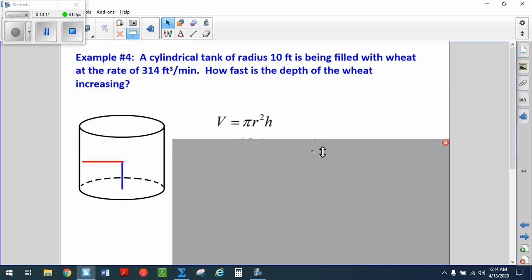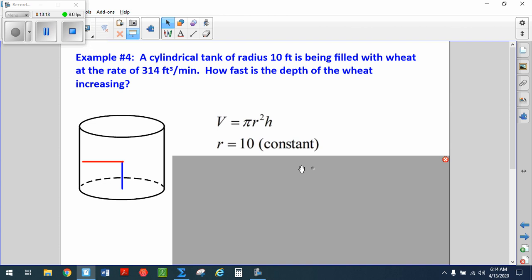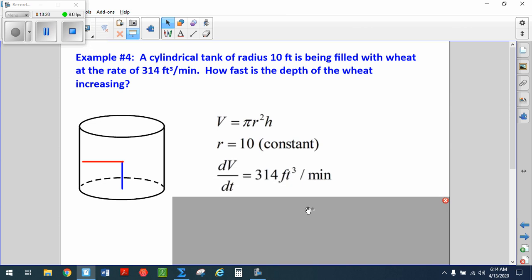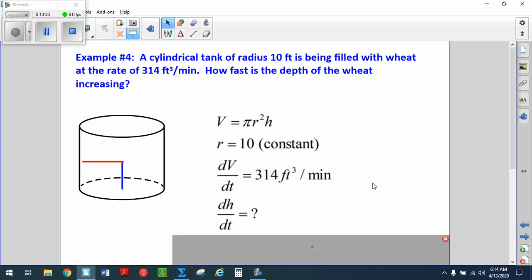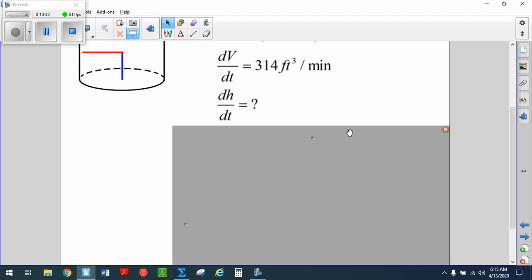So my volume formula for a cylinder is area of the base times the height, so pi r squared times h. I know that the radius is 10 as a constant. They told me the volume is being filled at a rate of 314 cubic feet per minute, and they want to know how fast the depth of the wheat, so the height of the wheat, is increasing. So r is a constant, not a variable, so I just have two variables, V and h. Both of those rates are accounted for.